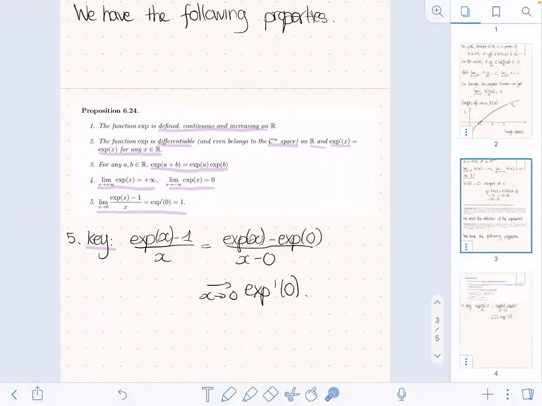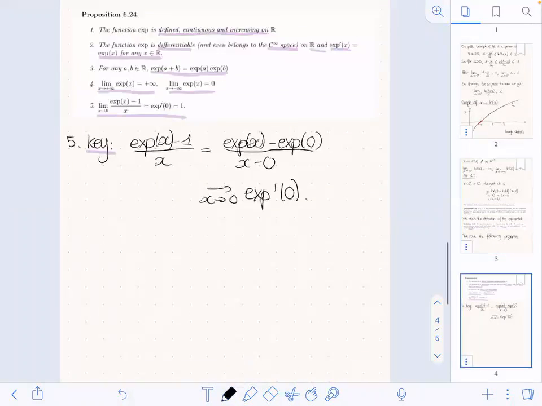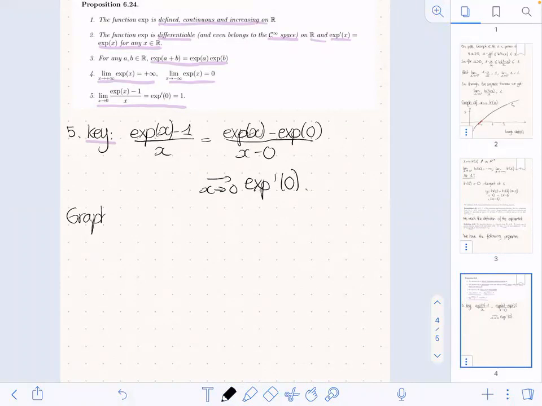And I suppose what we can also do here is graph the exponential function. It won't do any harm to review its graph. So graph of x maps to exponential of x.